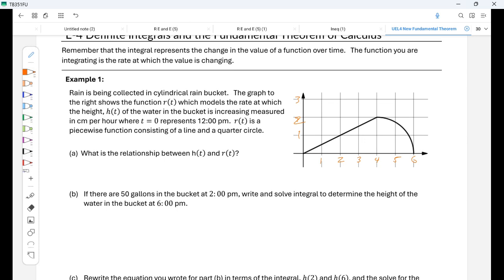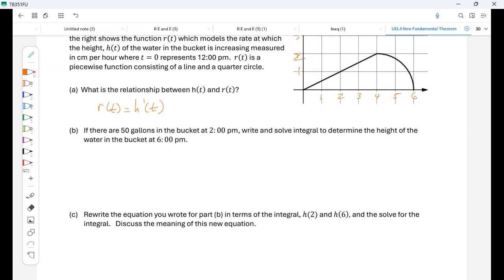Letter A says, what is the relationship between h of t and r of t? So h is the height, and r, I don't want to give too much away, is what it says up there. What are h of t and r of t? There you go. Yep, it is the derivative. What is the derivative? Perfect. R of t equals h prime of t. Know your function. Now that we're going into integrals, know your function really, really comes into play here.